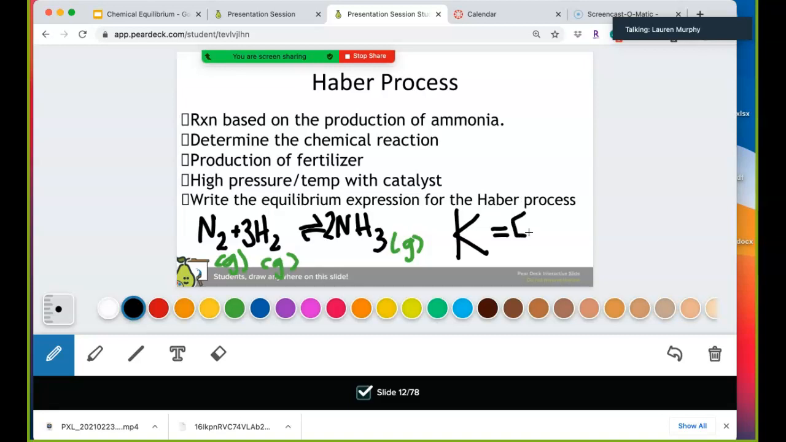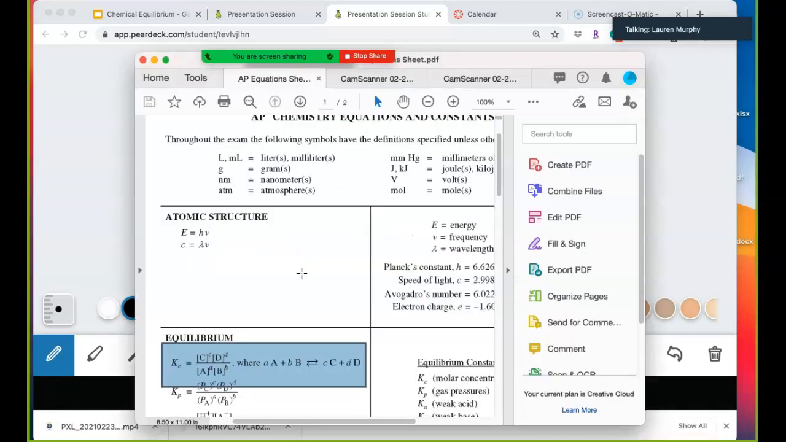So the concentration of ammonia, that's my product, raised to the second power, because there's a 2 in front of it, divided by reactants, which are nitrogen. And there's only one nitrogen, so I'm just going to write concentration of nitrogen. And concentration of hydrogen raised to the third power, because there's a 3 in front of it. And that's it. It is not more complicated than that if they ask you to write an equilibrium expression. You just have to remember it's products divided by reactants. And even if you can't remember that, you can look on your equation sheet, products divided by reactants based on this generic equation.